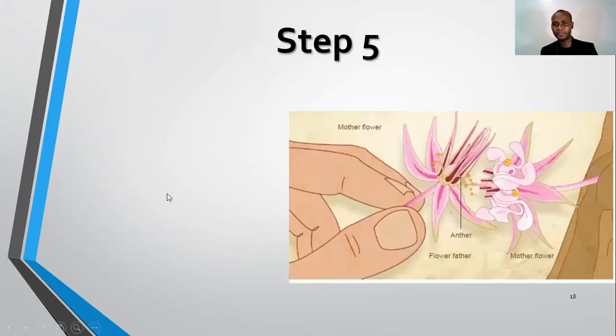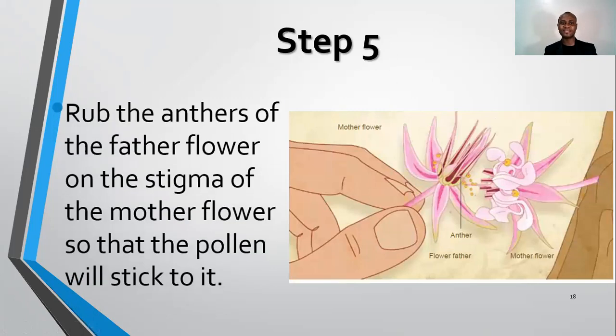And then what you are going to do is now rub the anthers of the father flower on the stigma of the mother flower so that the pollen will stick to it. Now you hold it like this. Now you rub the pollen from the anther on the stigma like this. And then when you do it, fertilization takes place.